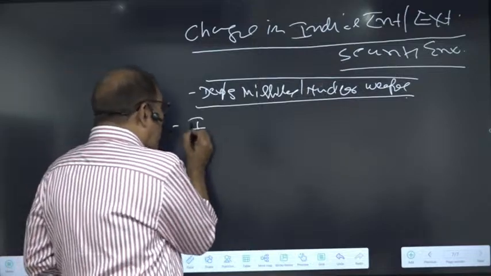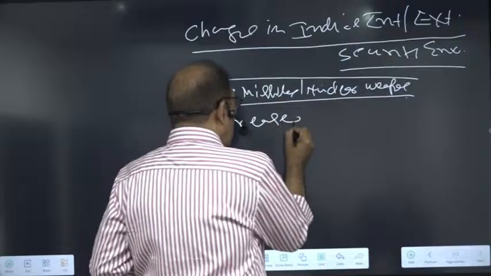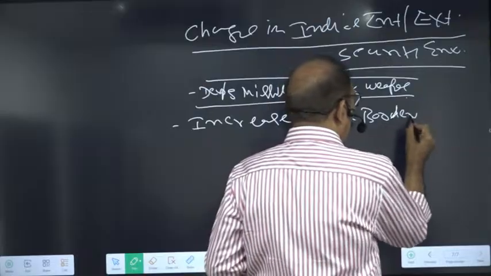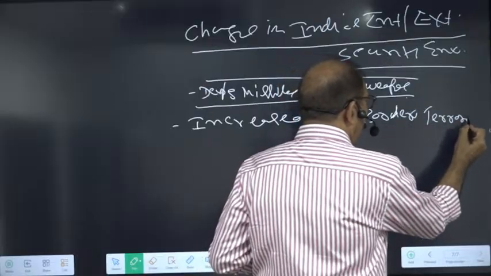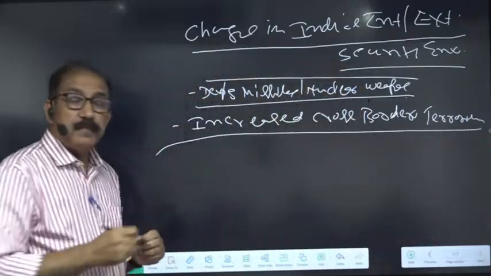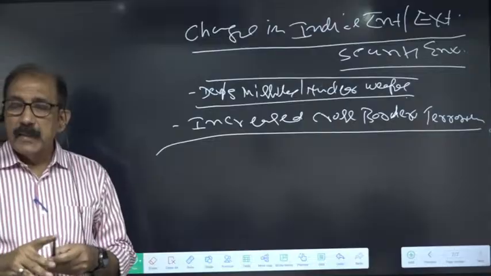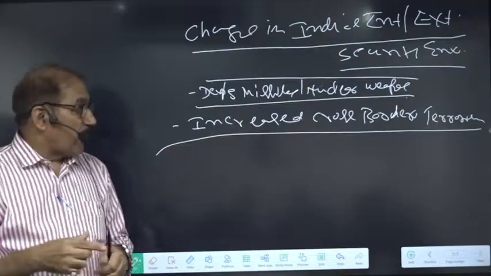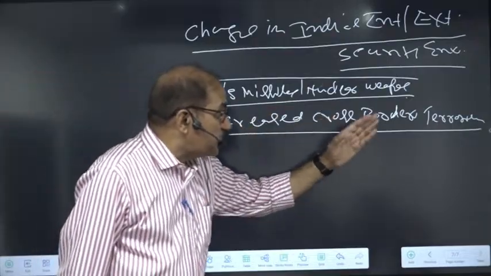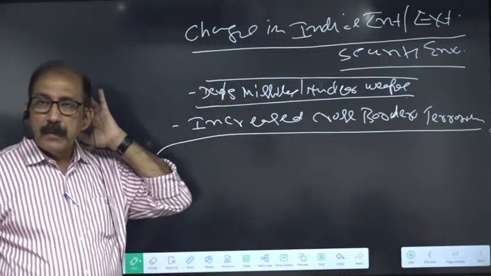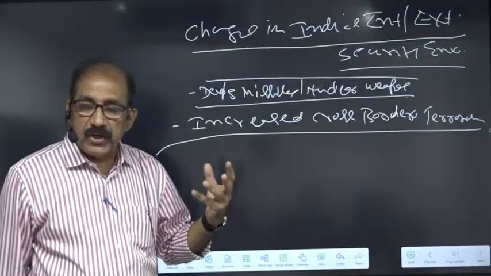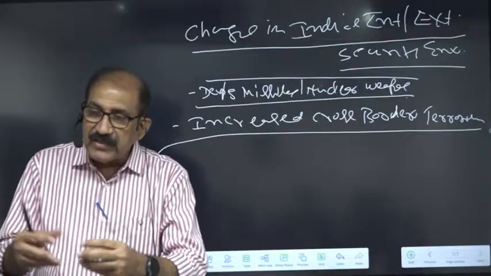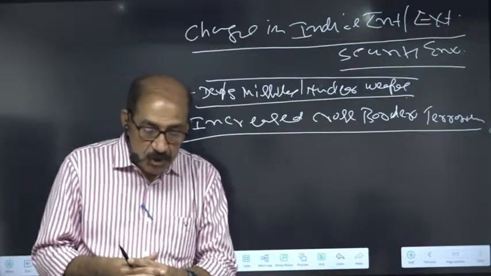Second is increased cross-border terrorism. The problem in Jammu and Kashmir is not only an internal problem, it is an external problem. Increased cross-border terrorism from across the border. This means internal and external is getting blurred, it's getting mixed.